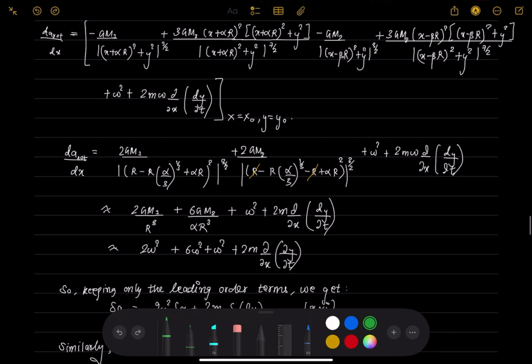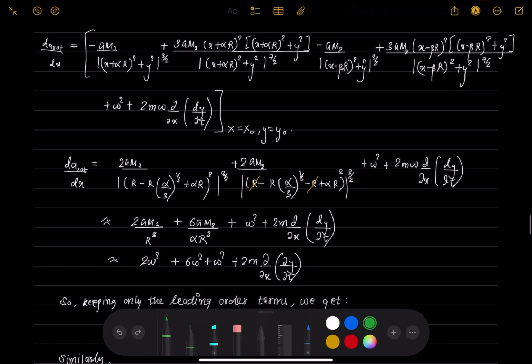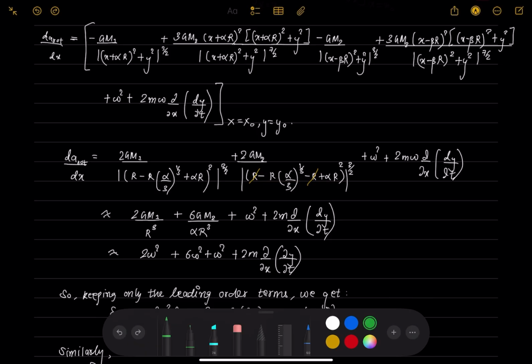So for the second term, we have something like this in the denominator. R and R cancel out. You can work out the mathematics yourself. The leading order term for these two terms is this term. So this term can be neglected.